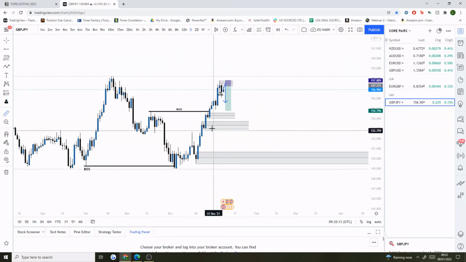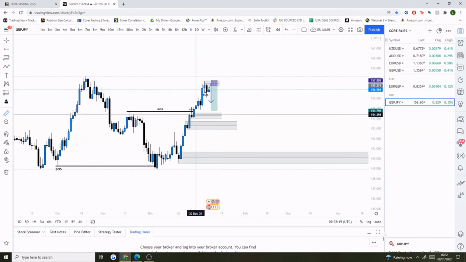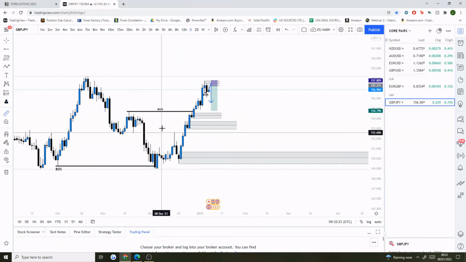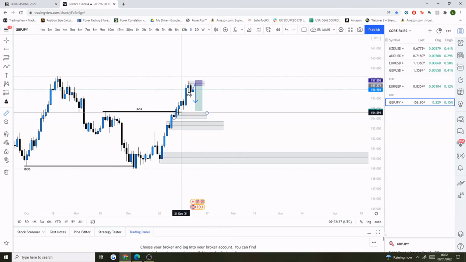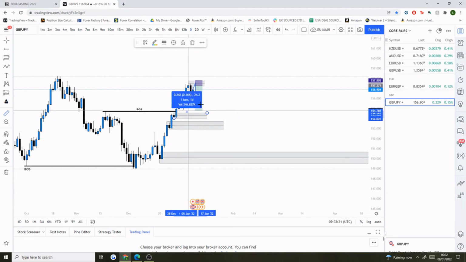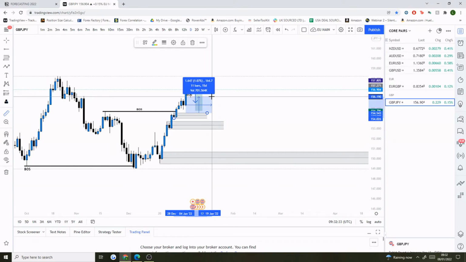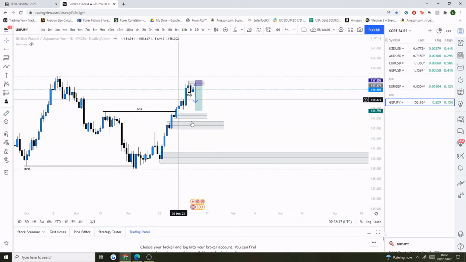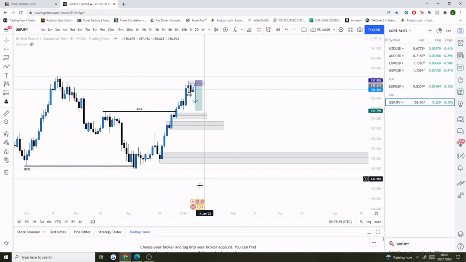So for me, either this area here, or this extreme point of interest here, all three of them are valid order blocks which could be considered as the order blocks which broke structure. So once price gets back down into these areas, I'll be looking for buys on pound yen. But right now, even from the closest one, we're 150 pips away. So I'd be surprised if they come into play this week.